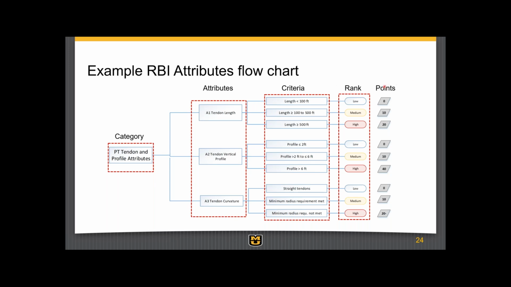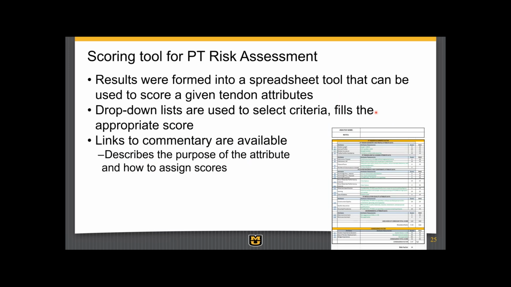If you look over here on the right, these are the points assigned into the model. And we're going to sum all those things up. I'll talk about that in a second. Okay, so the results from constructing that model, determining the attributes, and determining the criteria for the attributes, are then put into a simple spreadsheet function that has pull down menus that you can take and apply those different criteria to. So it fills in the appropriate score.